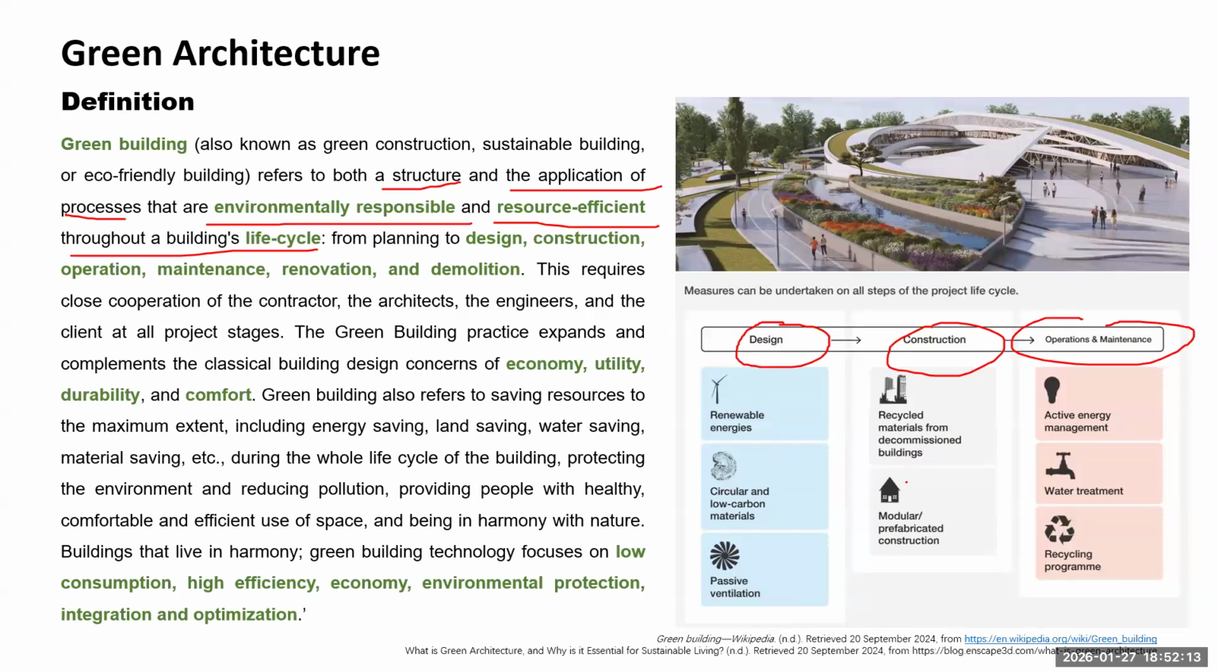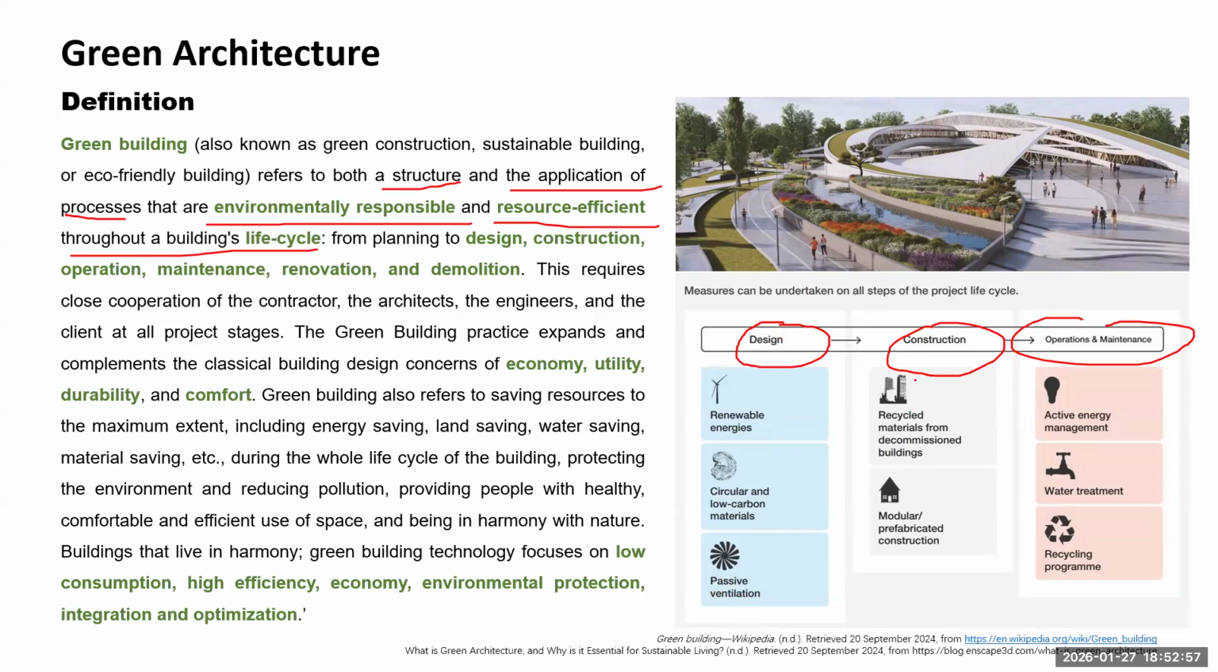From the design stage, we need to consider making use of natural resources, and we can choose circular and low carbon materials for our building construction. Natural resources include the air movement and the wind, so we also consider passive ventilation for our buildings.